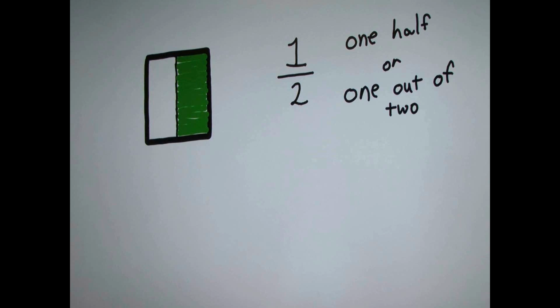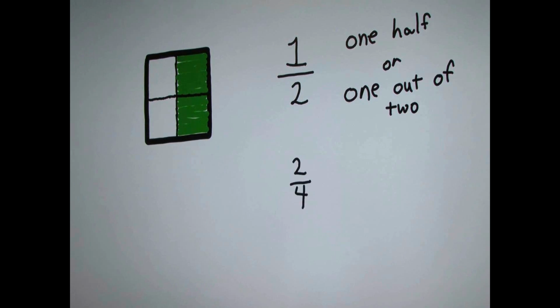Our one green piece is less than the whole box. This is what a fraction represents. Less than a whole number. At math camp, we call the top number the numerator and the bottom number the denominator. Let's split the box again.